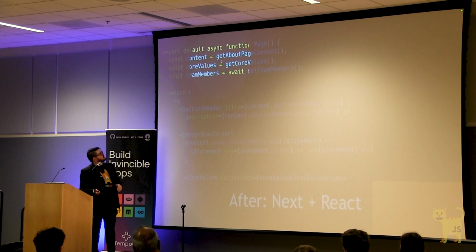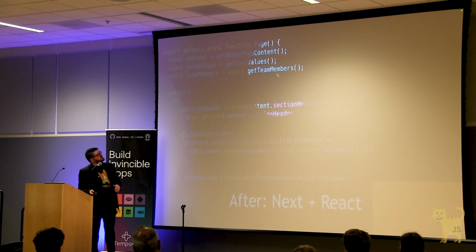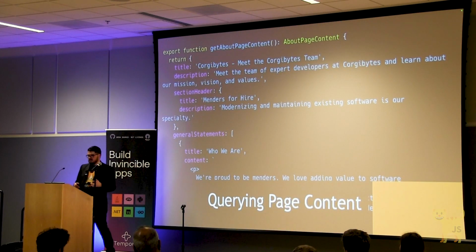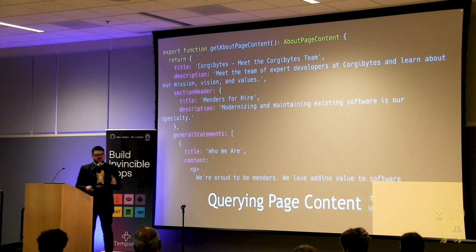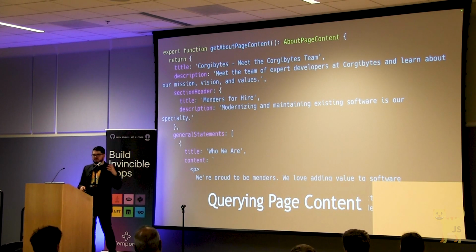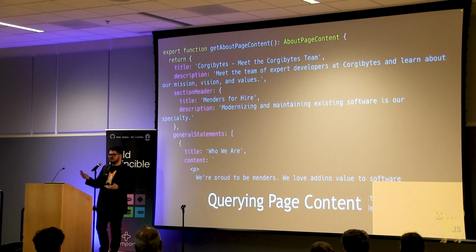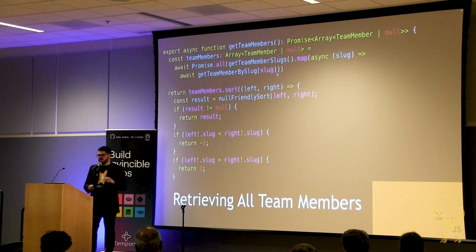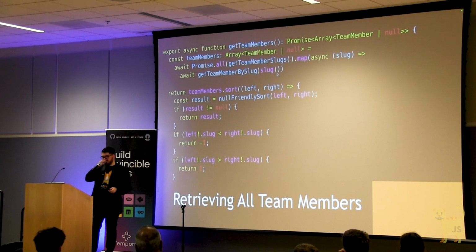So there's a get about page, get core values, and get team members. The get about page content just looks like this, and it's really just pulling in that JSON description. So this is the static content that shows up on the page that's then getting rendered in. And then this is the function to actually get the team members.